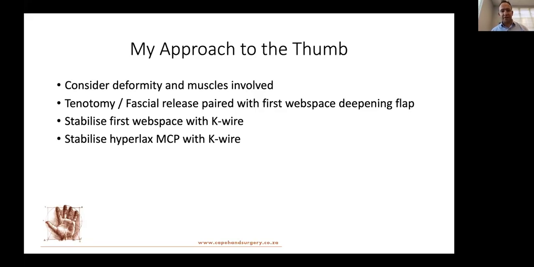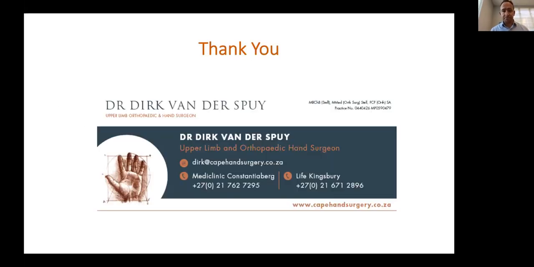So my advice is to stabilize that first web space, metacarpal 1 to 2, with one or two K-wires. That keeps it open, and you can sometimes leave it in there. At the same stage, if the MCP is hyperlax, you can just put a K-wire across that. Easy, quick, it's not a complicated thing. You don't have to do big bony work, but speak to your therapist and ask them what are we going to do afterwards. But if I can give you advice, just open that web space with the K-wire. And then, if there is a hyperlax MCP, use a K-wire.